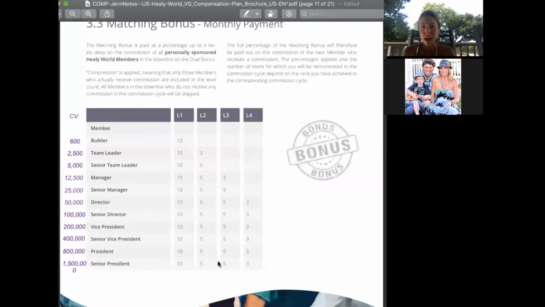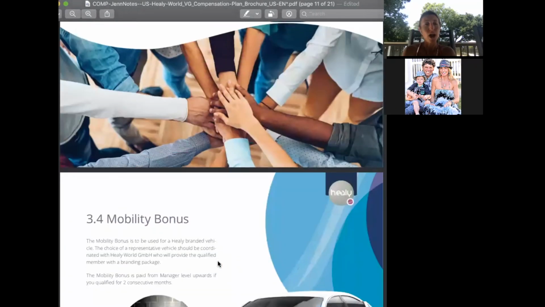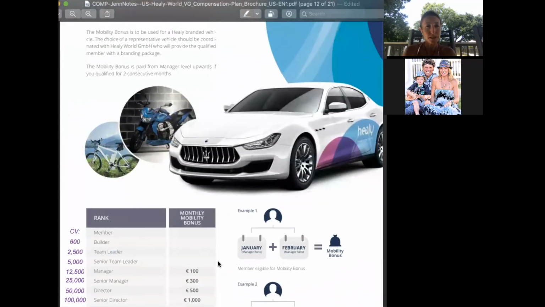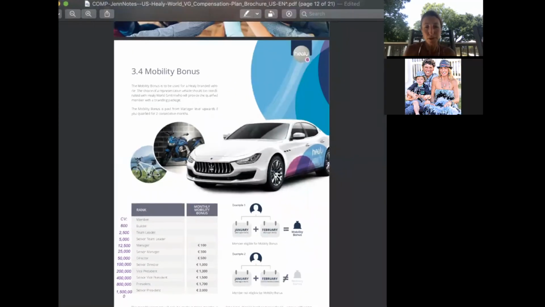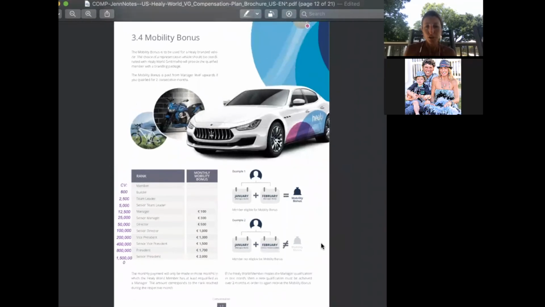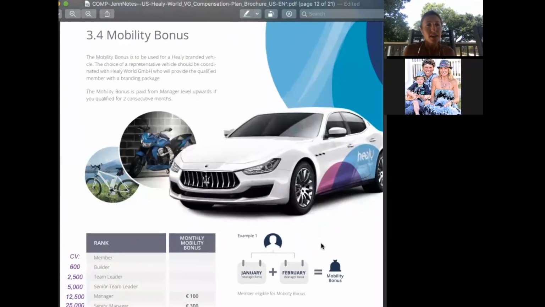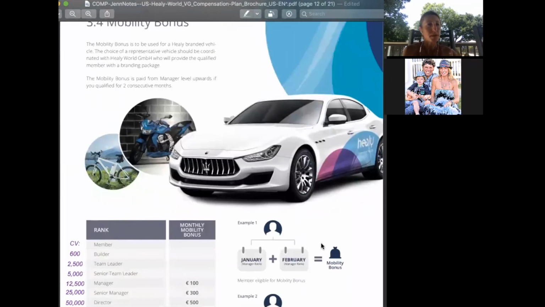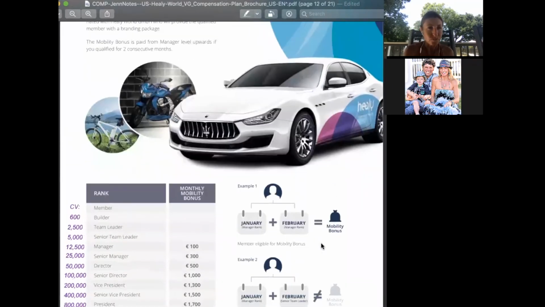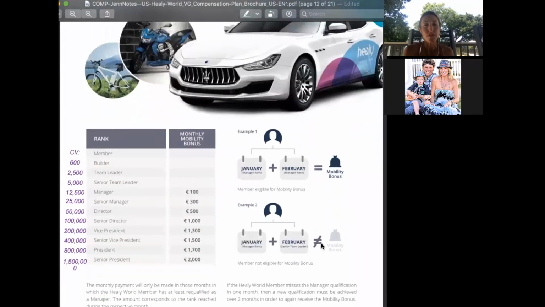So that is your matching bonus. Now we're going to look at your mobility bonus. This mobility bonus is pretty cool. An extra bonus here that can be used for a vehicle. It just gets added to your paycheck. And the way you qualify for this is if you can see it starts down here at manager.